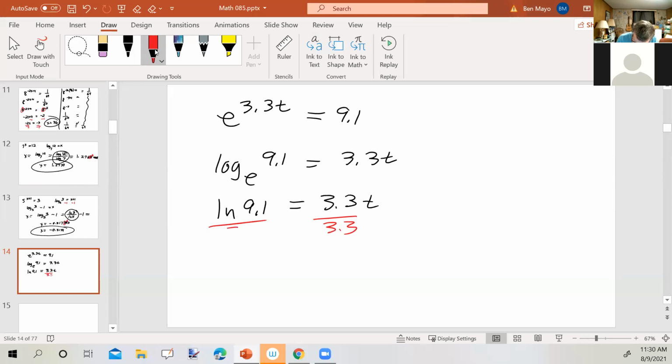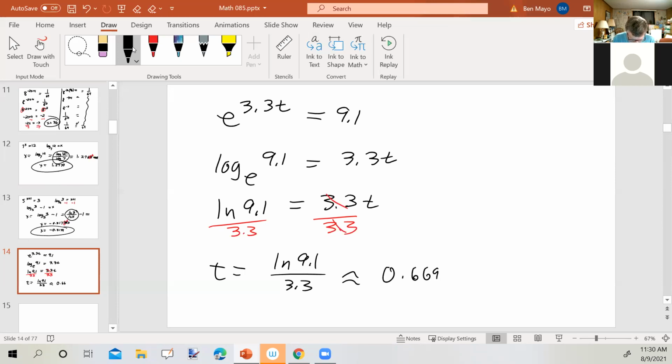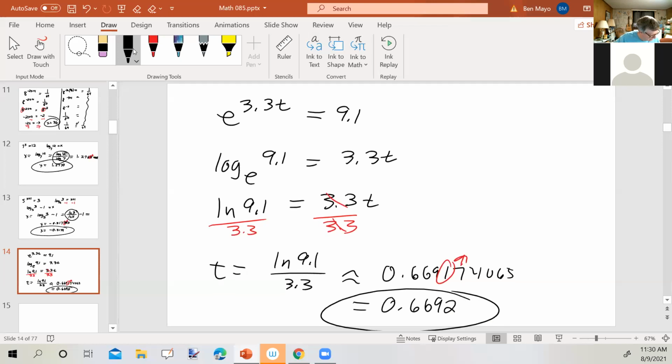So this is the natural log of 9.1 equals 3.3 t. Divide both sides by 3.3, and we get t equals the natural log of 9.1 over 3.3. We didn't need to use the change of base in this case because the base was base e, which then becomes natural log. Anyway, let's see what we've got here. Natural log of 9.1, close it up with parentheses, divided by 3.3, 0.669174065, rounding to 4 places. The 7 is going to round up, so 0.6692 is our solution there. All righty.